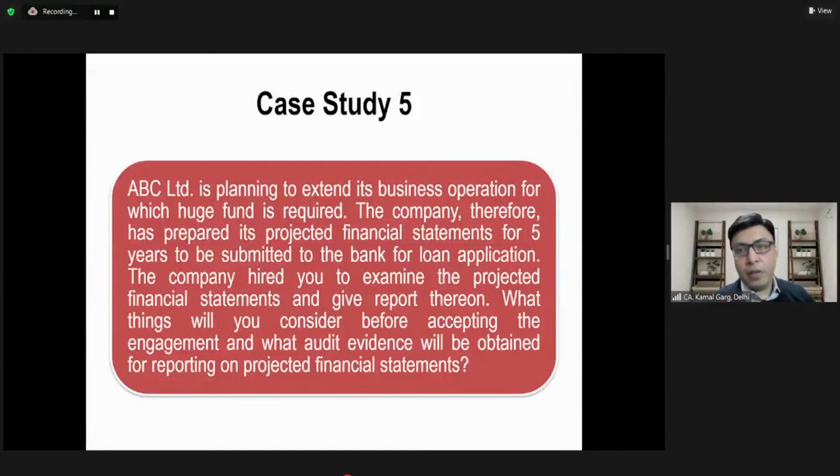So if you are preparing a project report in which 5 years of forecasted data is there, and you are being engaged as a chartered accountant to check whether this project report is good or bad, then what will you consider? That's the question. Simple answer. You will check and document, I repeat, you will check and document whether the assumptions taken by the management for forecasting the data are reasonable or not.